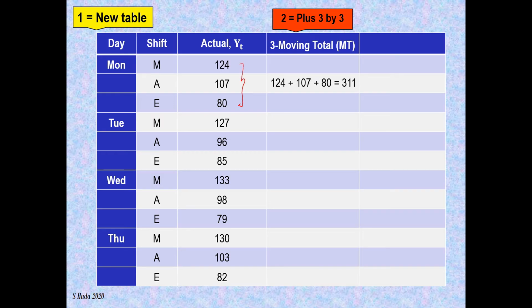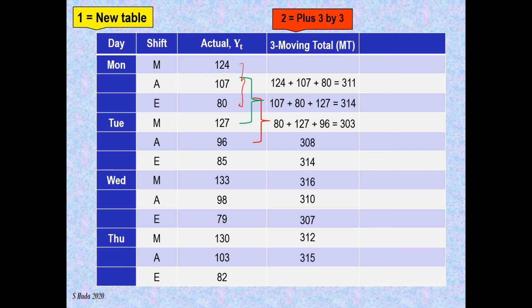So the first 3 moving total is 124 plus 107 plus 80 equal to 311. Put it in the middle position. Next, proceed to the rest of the 3 moving totals. So here, the balance is blank, blank. The number of blank rows is equal, upper and lower.